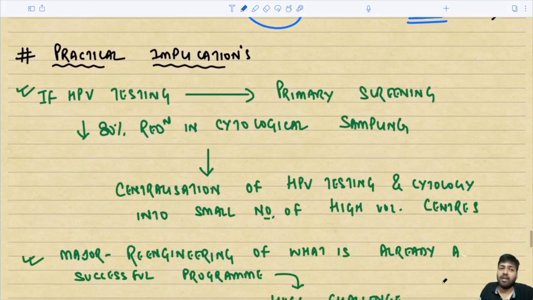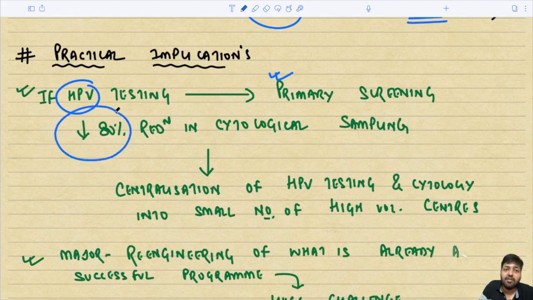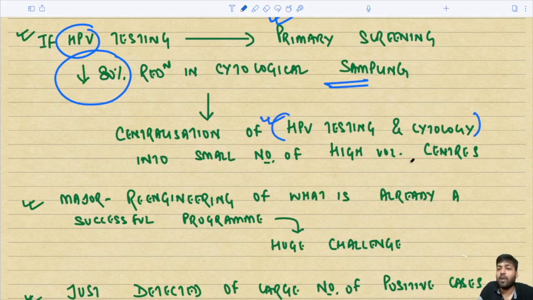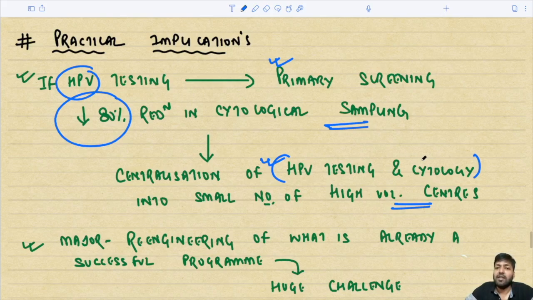The practical implications of the molecular testing of HPV. Remember, if HPV testing is used as a primary screening tool, then in that situation there will be around 80% reduction in the cytological sampling. Now, this is going to further centralize the HPV testing and cytology into a small number of high volume centers. In today's world, a lot of places are carrying out cytological sampling. Because this process requires good training and is a little bit resource demanding, this test cannot be centralized. But because HPV testing is a little bit easier as compared to cytological sampling, a large number of tests will be performed in a small number of places. So we will have a small number of high volume centers doing lots of such testing, and the amount of cytological sampling, which requires a lot of expertise, is also going to come down. This procedure can be done in large volume at a single place.